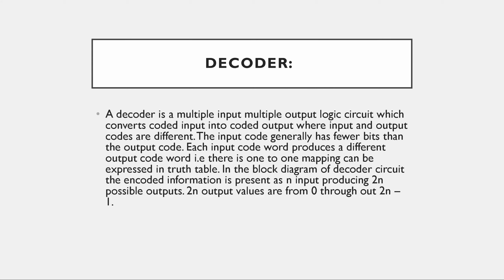In the block diagram of the decoder circuit, the encoded information is present as n inputs producing 2 to the power n possible outputs. The 2 to the power n output values are from 0 through 2 to the power n minus 1.